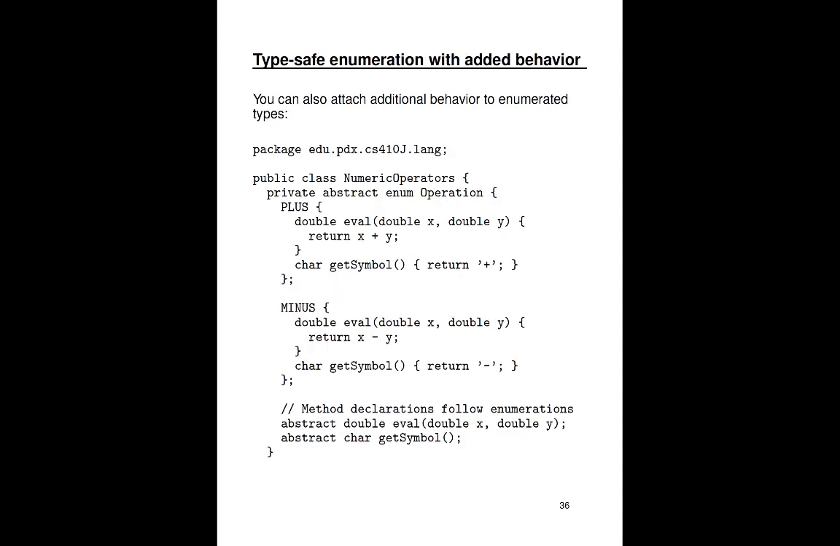Now, it's possible that you can add more behavior to an enumerated type. And this can be really quite powerful at times. So let's say that we want to have an enumerated type that represents an arithmetic operation. So we'll have an operation for plus, for minus, for multiplication, divide, etc. And these are binary operations, and so they take two arguments, a left and a right to the operation.